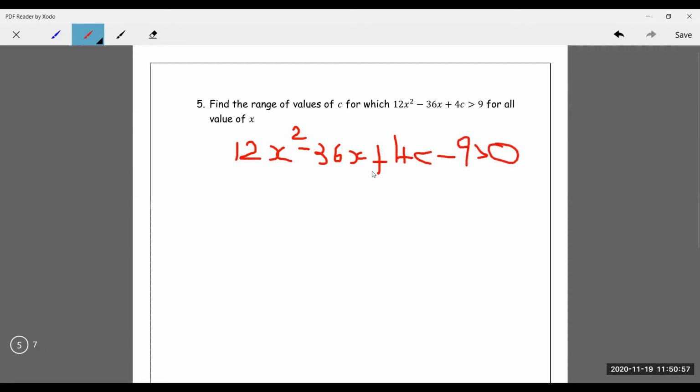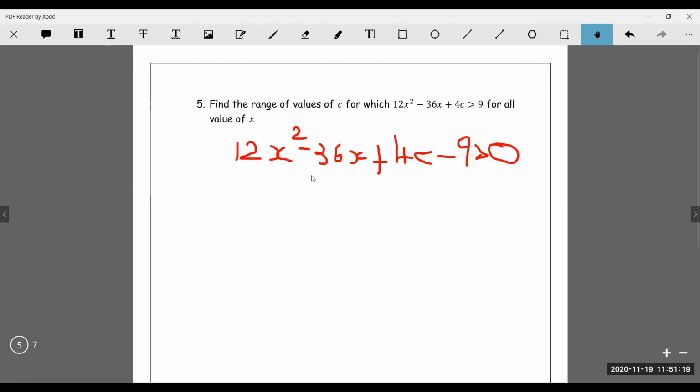Now, when we're solving a quadratic when it's greater than 0, what do we know? We're pretty much saying that we want the quadratic to be completely above the x-axis. Anytime you're solving a quadratic greater than 0, we want it completely above the x-axis. This curve is completely above the x-axis when the discriminant is negative.